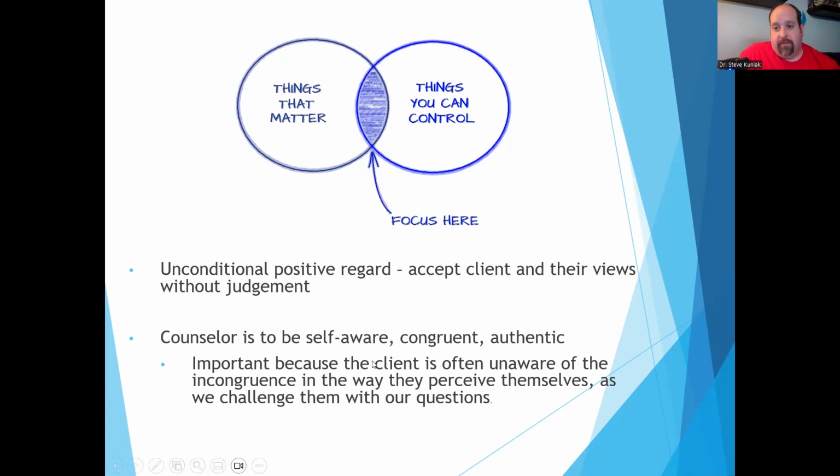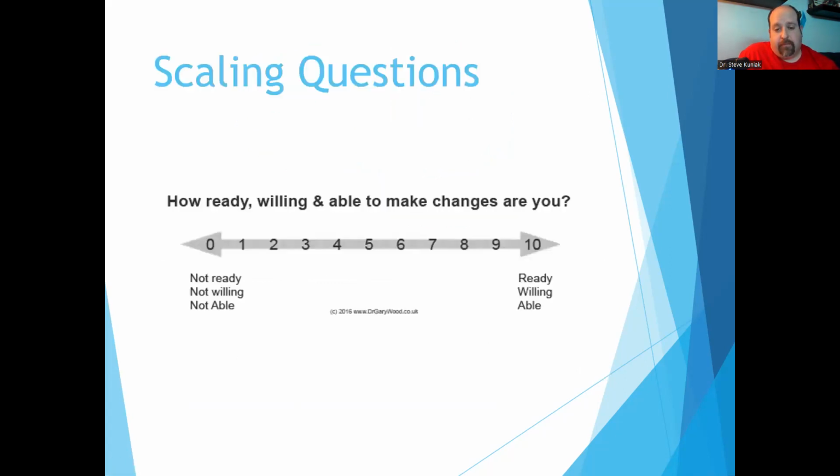Make sure that you are self-aware, authentic, and congruent. This is why supervision is so important. It's an opportunity to get your biases out, to become more aware of them so that we're not putting those on our client with what we're asking about or how we're asking it.